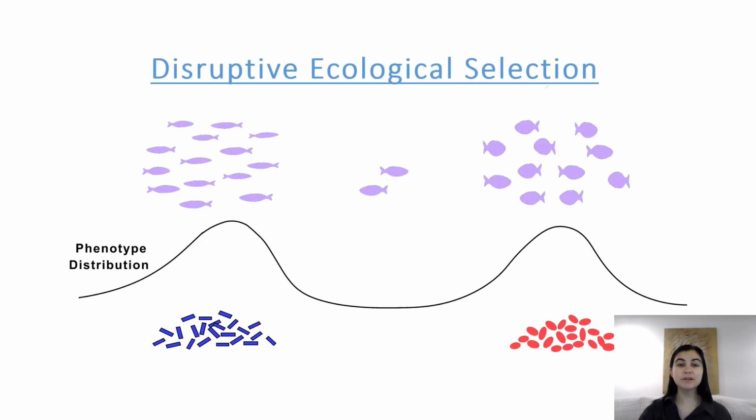Now, in disruptive ecological selection, there are two different food sources, as pictured here. One is blue, and one is red. The skinny fish are adapted better to feed on the blue food source, while the rounder fish are adapted better to the red food source. In this instance, the phenotype distribution is less selective for the intermediate hybrids, as there is no food source best adapted for these hybrids.